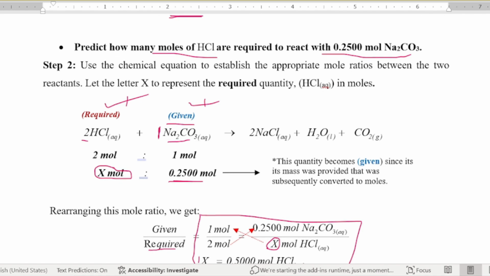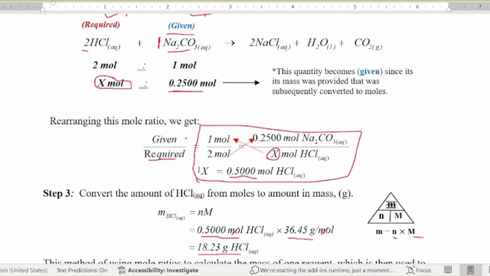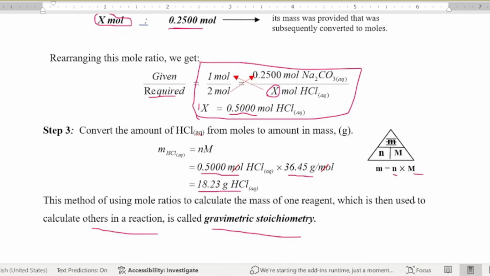So you know this, and you want to know what that is. Let that be x. This is given, the one that you just calculated, and the one that's required is unknown. Establish a mole ratio here, 1 to 2. You have x at the bottom, you cross multiply, and you get that number of moles of HCl. And you now use this equation to find the mass of that by multiplying the number of moles by the molar mass of that. And that is how you do these problems.